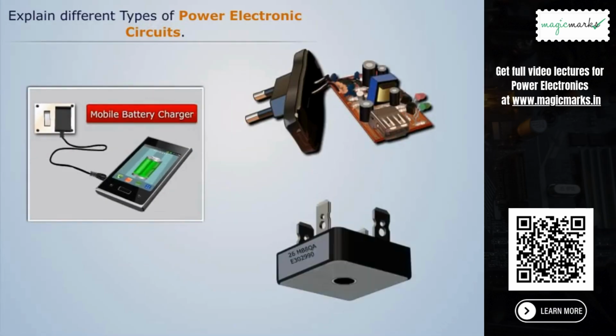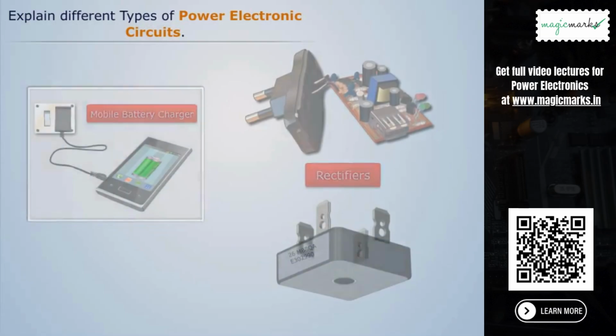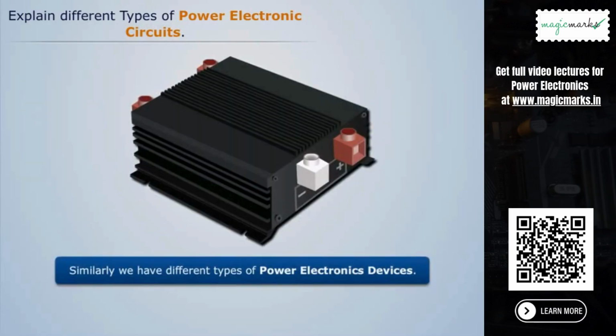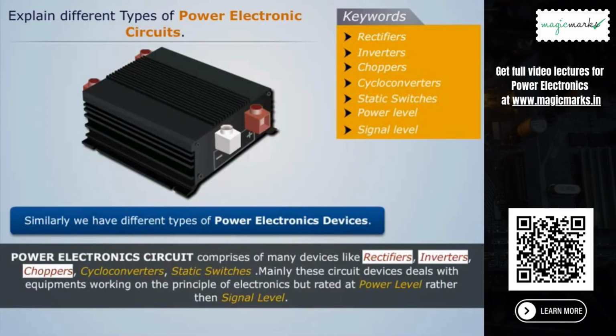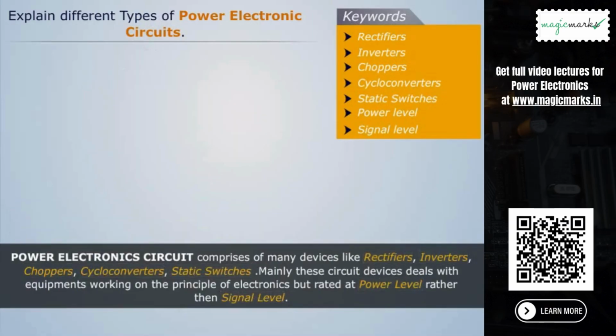The chargers we use for charging are made up of rectifiers, and these rectifiers are one of the power electronics devices. Similarly, we have different types of power electronics devices. A power electronics circuit comprises many devices like rectifiers, inverters, choppers, cycloconverters, and static switches. Mainly these circuit devices deal with equipment working on the principle of electronics, but rated at power level rather than signal level. Now let us discuss in detail the different types of power electronics circuits.